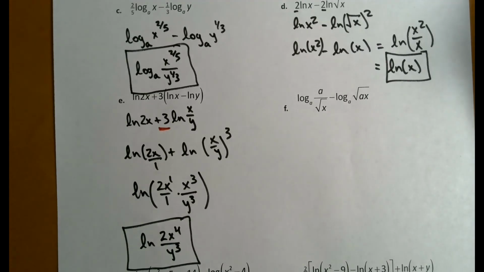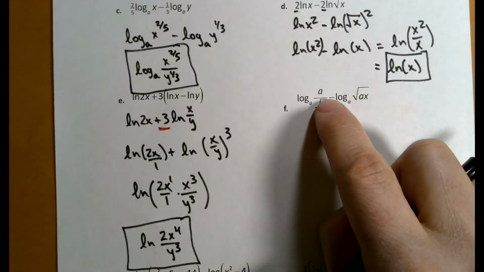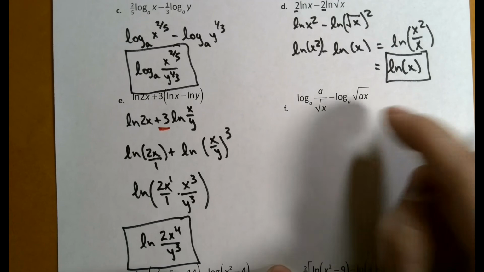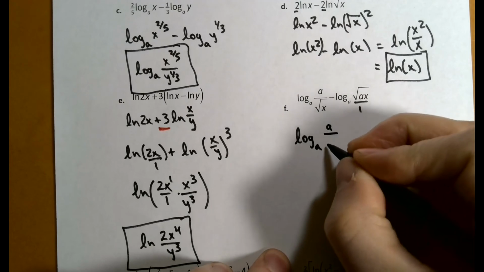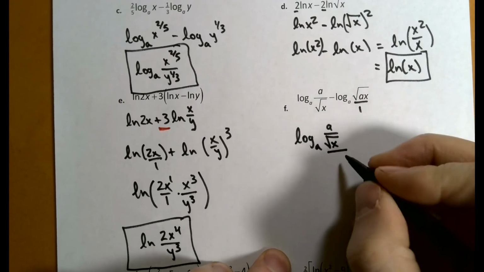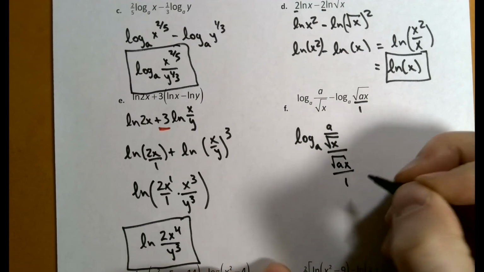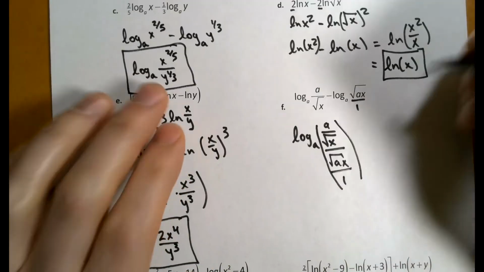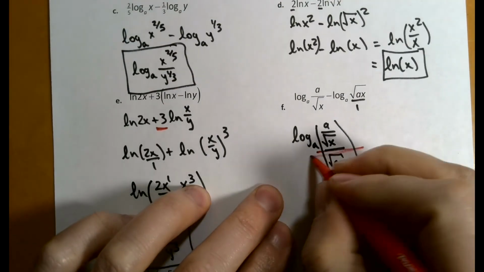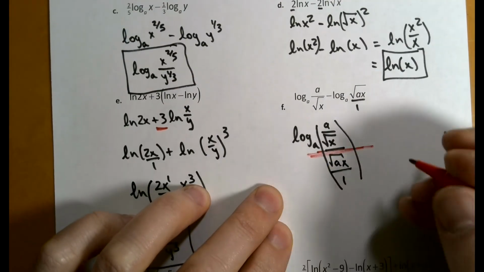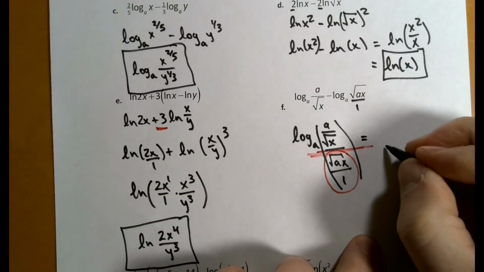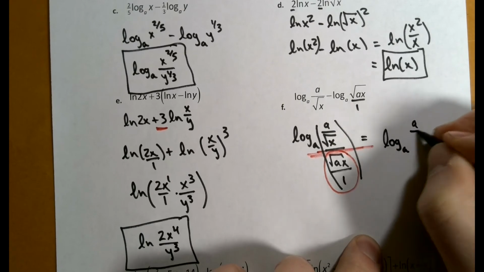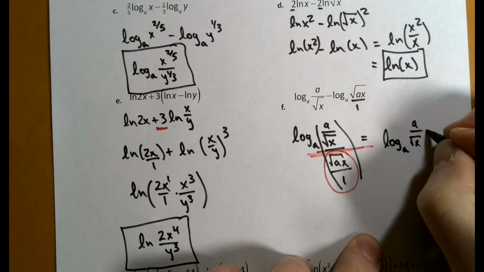All right, next one. Let's take care of the subtraction here, which means we're going to divide by this. So we're going to have to be careful with this one. I'm going to have log base a of a divided by the square root of x divided by the square root of a times x all over 1. Now that's a crazy expression. But remember, when you're dividing, this is where a division sign is. That's the same as multiplying by the reciprocal of the divisor. So we could really simplify this to be log base a, leave the numerator the same, that's just a over x, and then turn it into multiplication.